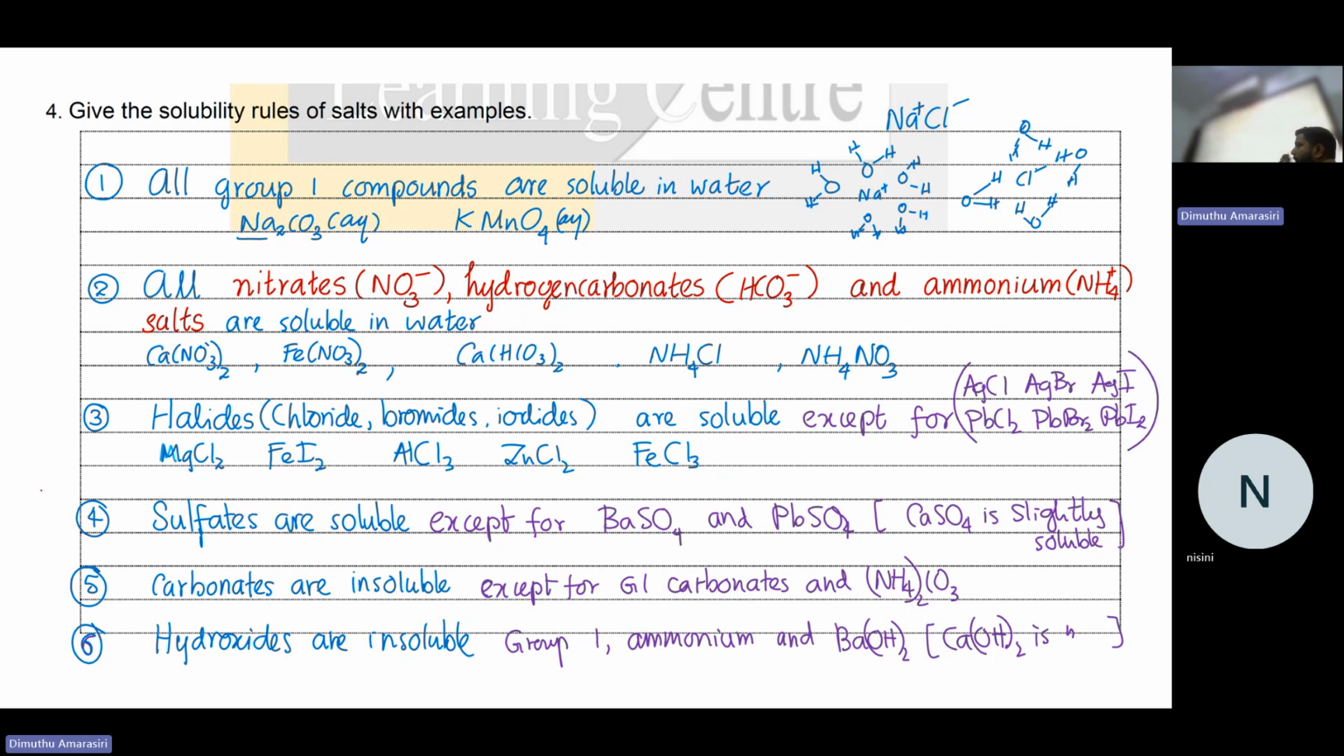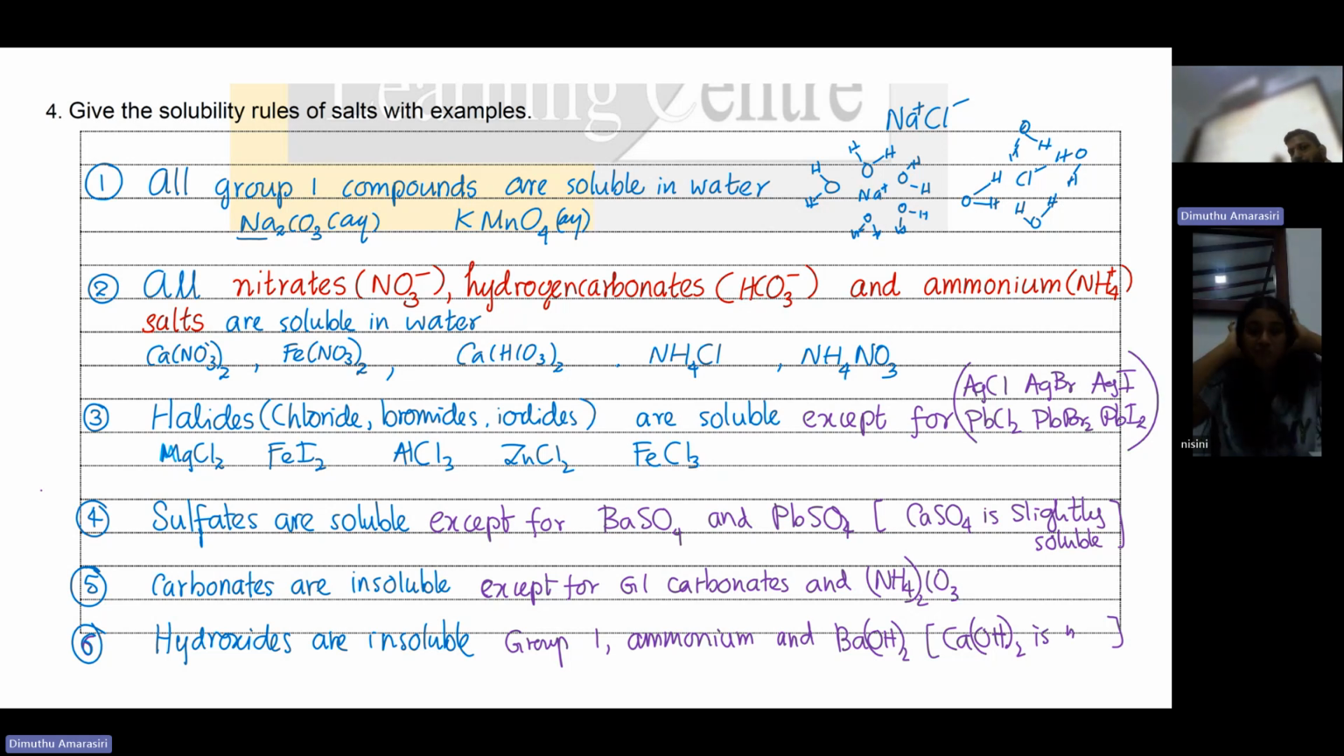All nitrates, that means salts that end with nitrates, they are anions. Hydrogen carbonates, HCO3, salts with hydrogen carbonate, not carbonates. All ammonium salts. If you hear ammonium, they are all soluble. Example: calcium nitrate, iron nitrate, calcium hydrogen carbonate, ammonium chloride, ammonium nitrate. If nitrate, ammonium or hydrogen carbonate is there, it is soluble. But calcium we don't know, iron we don't know. Doesn't matter. Nitrate is not insoluble.